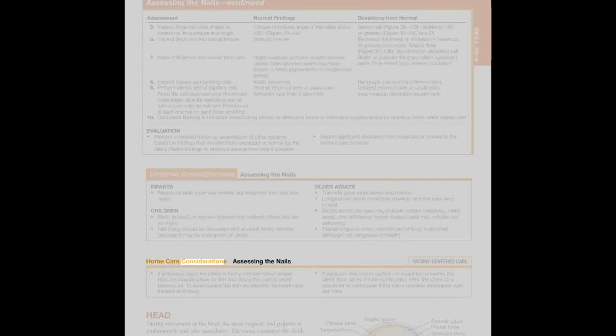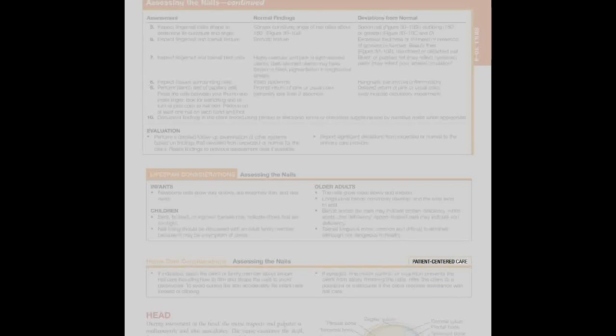Home care considerations: assessing the nails. If indicated, teach the client or family member about proper nail care, including how to trim and shape the nails to avoid paronychia. To avoid cutting the skin accidentally, file infant nails instead of clipping. If eyesight, fine motor control, or cognition prevents the client from safely trimming the nails, refer the client to a podiatrist or manicurist if the client requires assistance with nail care.